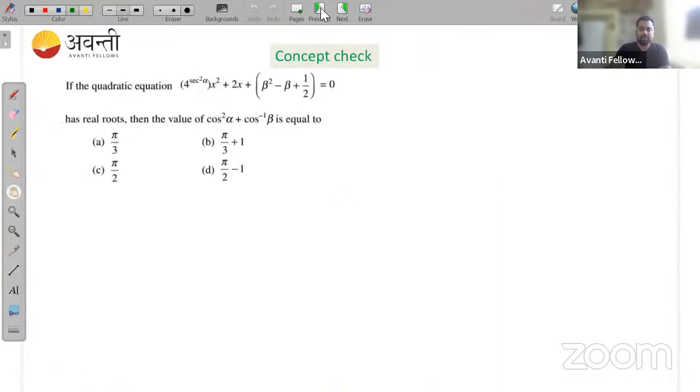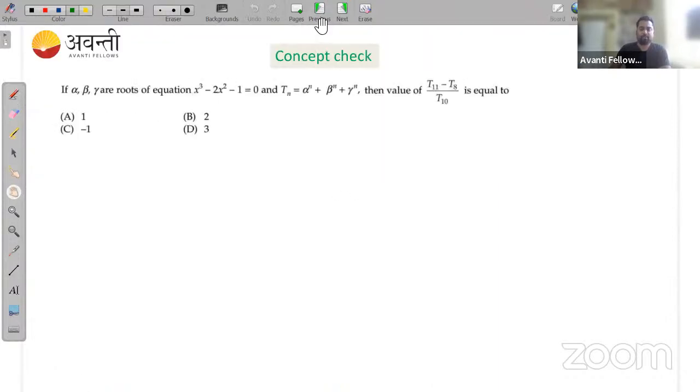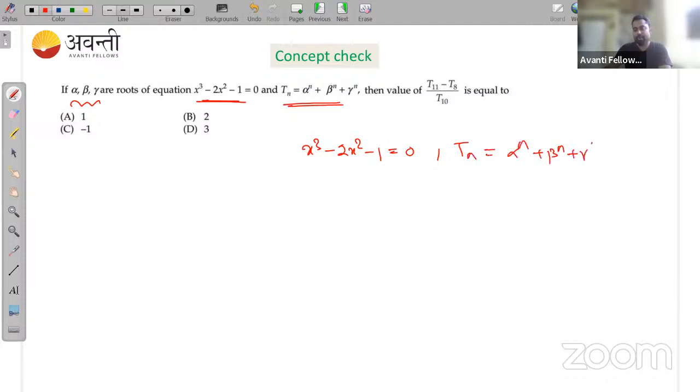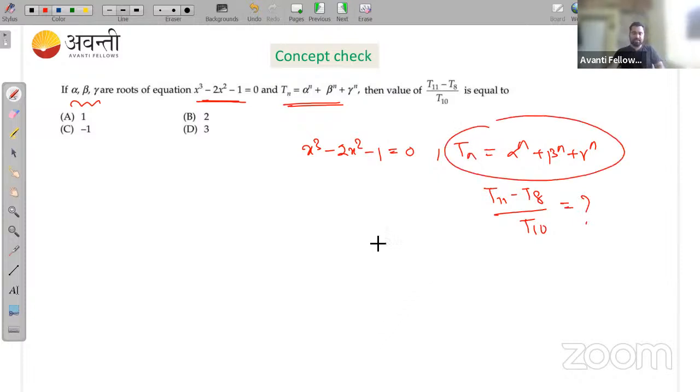A very easy question I am asking now. Alpha, beta, and gamma are roots of the equation x cube minus 2x square minus 1 is equal to 0. Tn is given as alpha to the power n plus beta to the power n plus gamma to the power n. You need to find T11 minus T8 by T10. We can use Newton's method only, nothing else.